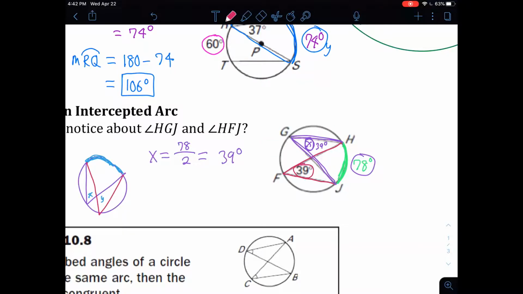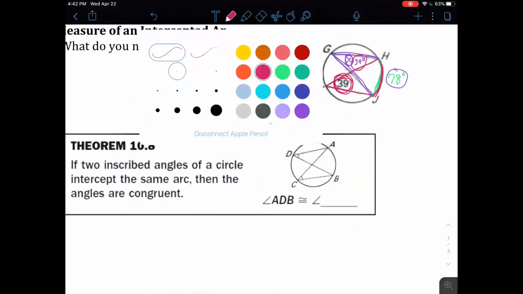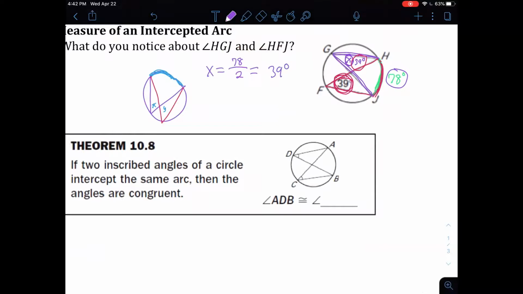If you have x and y, they both intercept the same arc, they're going to be congruent. Just like over here, this is 39, this is also 39. If they both intercept the same arc, which is 78 degrees, they're going to be congruent. So down here, we're going to put measure of angle ADB is going to be congruent to angle ACB.